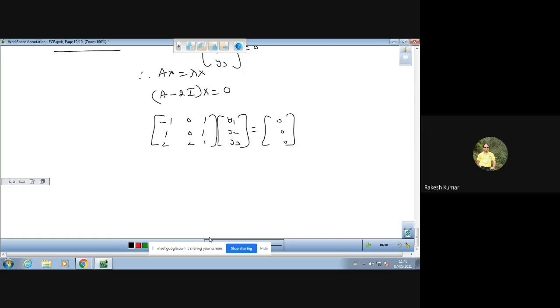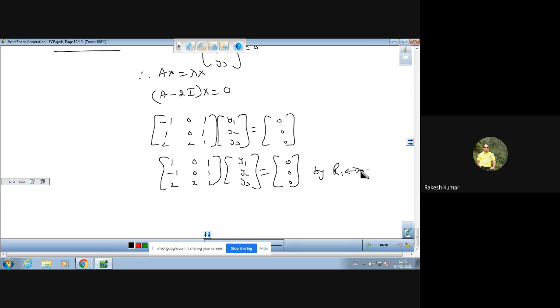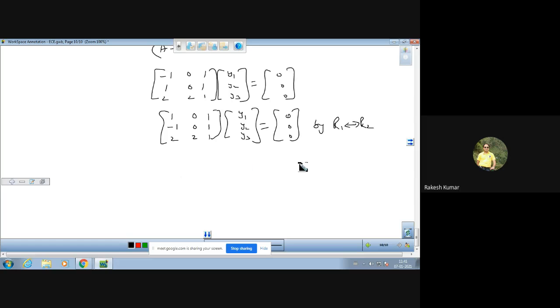Now you can simplify it. यहाँ 1 करने के लिए हम लोग R1 एंड R2 को इंटरचेंज कर देते हैं. 1 0 1, -1 0 1, 2 2 1, y1 y2 y3. This is 0 0 0 by interchanging rows R1 and R2. Now we can use the operation, and using the operation R2 will be added up with R1.